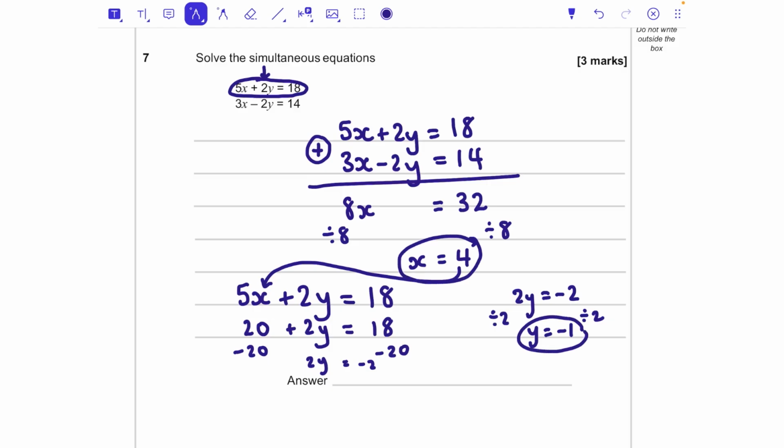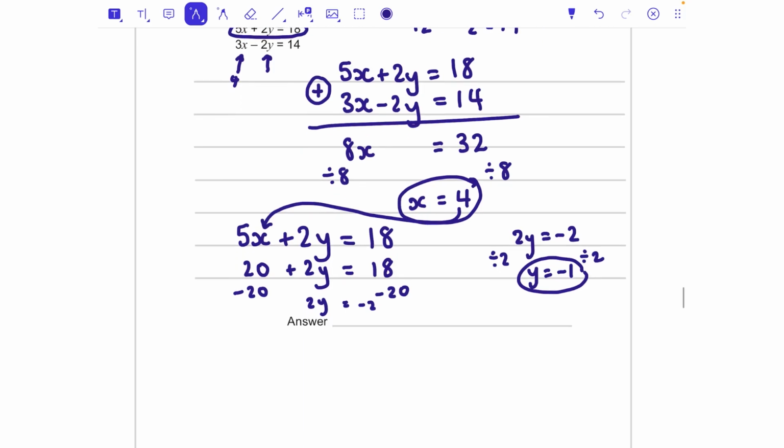Now you can always check it in the other one. So 3 times 4 is 12. 2 lots of minus 1 is minus 2. So you've got 12 minus minus 2, which does indeed equal 14. So there we go. We're happy that that is correct. And we would write on our answer line x equals 4 and y equals minus 1, like that.